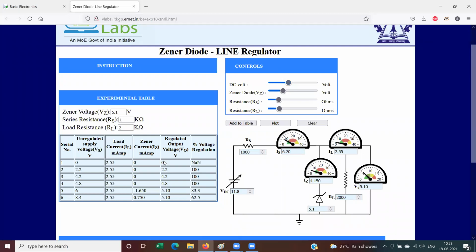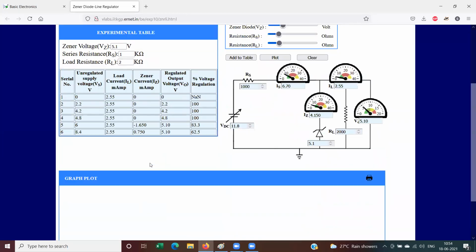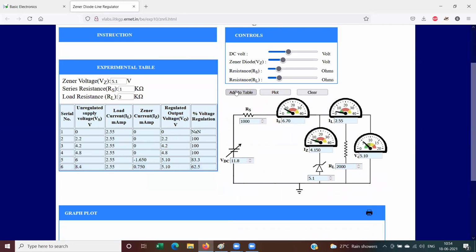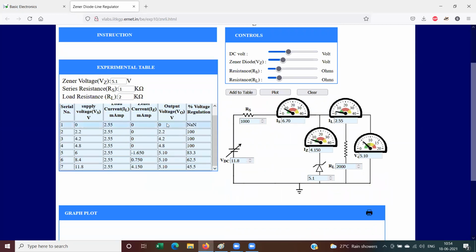11.8, add. What is happening? Yeah. Check. 6.7 is the current, in milliamps. Multiply it by 1.01K, you get 6.7 volt. Subtract 6.7 volt from 11.8, you will still get 5.1. Right? And you see that this current is not changing.